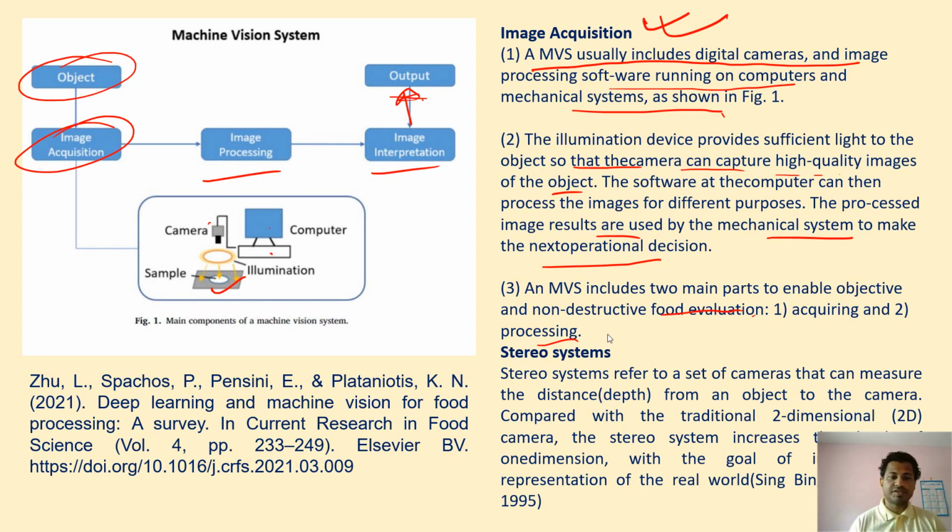Now if we see the stereo systems. Stereo systems refer to a set of cameras that can measure the depth from an object to the camera. Compared with the traditional 2-dimensional camera, stereo images add the depth dimension with the goal of improving the representation of the real world.